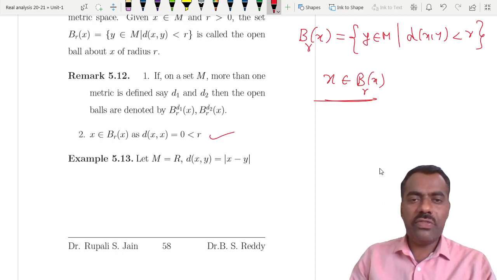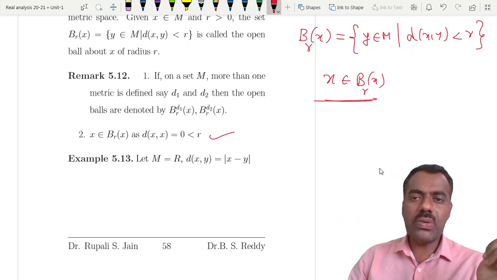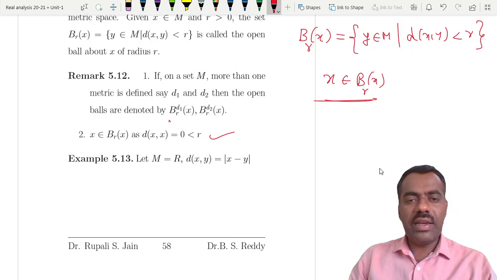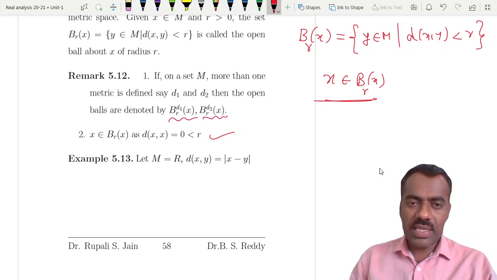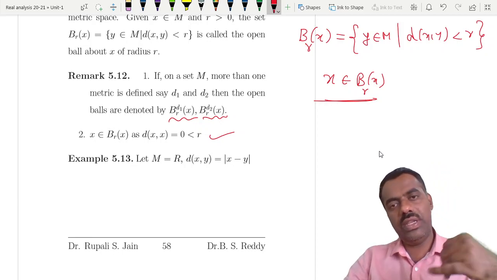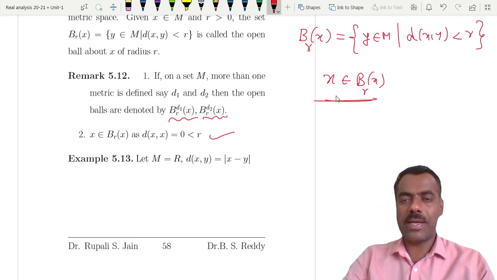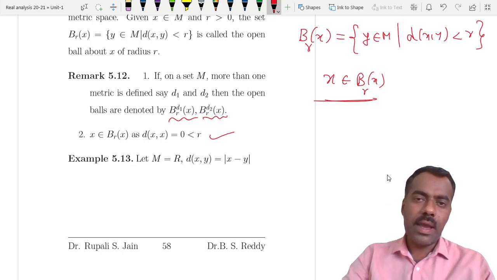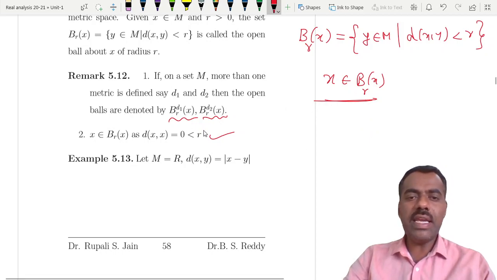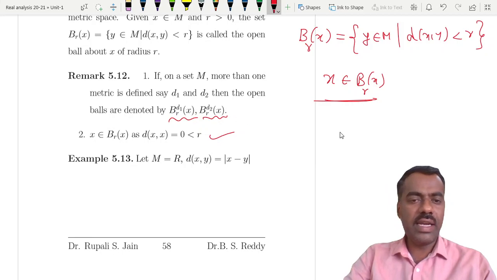And whenever you have one set but two different metrics, D1 and D2, then we will differentiate by saying the balls are around X of the same radius, but with respect to D1 and D2. Whenever we require it, we use that. Otherwise, we don't need to mention the D here. If you are talking about only one metric, then we don't need to write D. But if we are talking about two metrics on the same set, then we have to write D1 and D2 here.